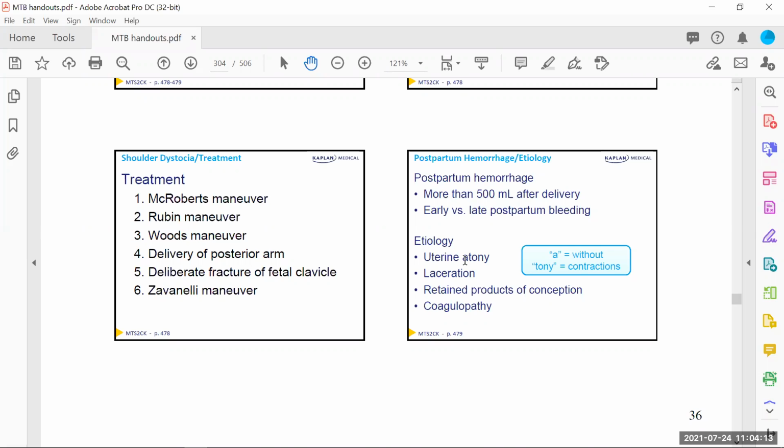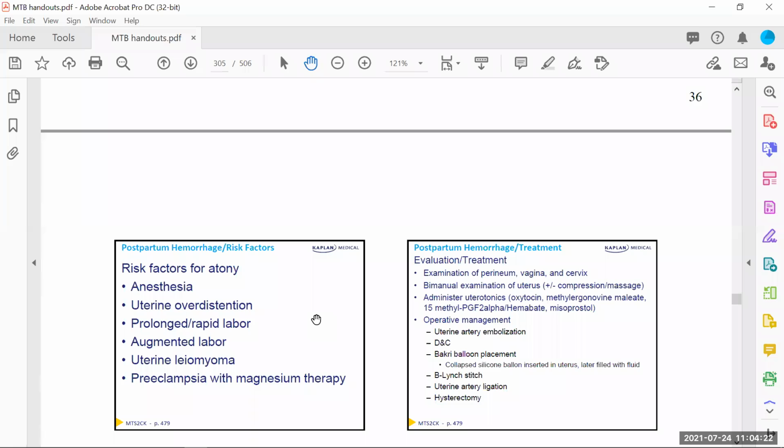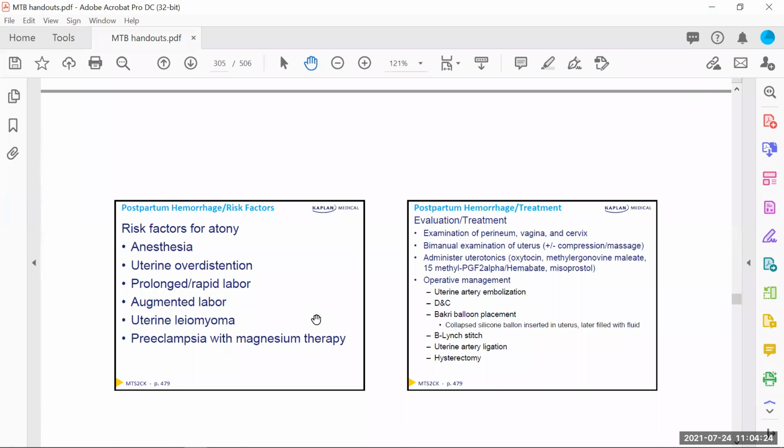And coagulopathy: if the patient is having any bleeding pattern disorders or bleeding disorders, of course, those patients are going to bleed a lot. So risk factors for atony, why the uterus is not contracted, maybe because of too much anesthesia. When we give too much anesthesia to the patient, the uterus also gets relaxed, and it takes time for the uterus to come back to its normal state. Uterine over distension, too much distension, a prolonged or rapid labor, too early labor and too long labor. Both of these conditions can cause uterine atony.